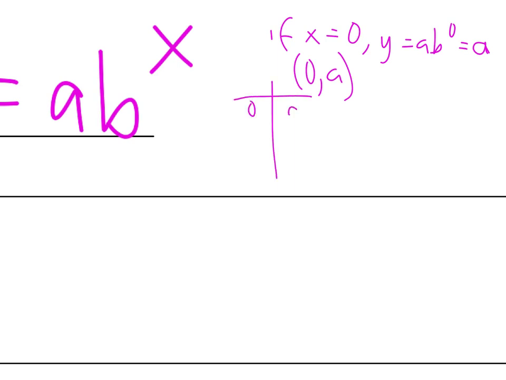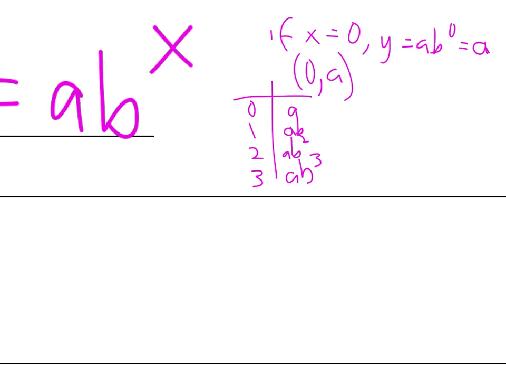And then the b value, let's make a table. If I plug in 0, I get a. If I plug in 1, I get a times b. If I plug in 2, I get a times b twice. If I plug in 3, I get a times b 3 times. So the b is the thing you're multiplying by every single time.